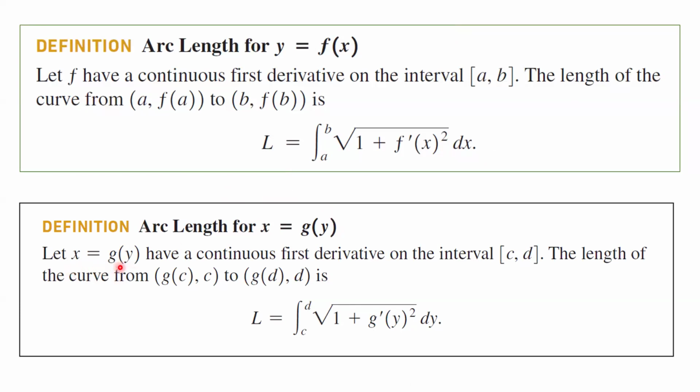To find the length of x equals g of y, when your y is bounded between two values, c and d, you can find this length using the definite integral from c to d of the square root of 1 plus g prime of y to the second power dy. Let's take a look at one example together.